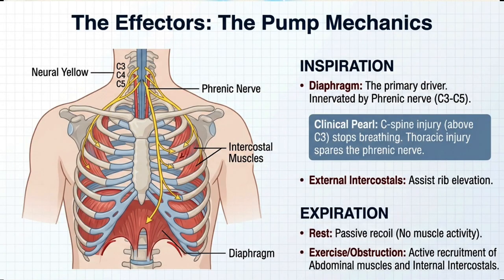And of course, there's the brawn of the operation, the effectors. These are the muscles you know well, the diaphragm, the intercostals, the abdominals. They are the final common pathway, faithfully carrying out the orders that come down from the brainstem to actually move air.